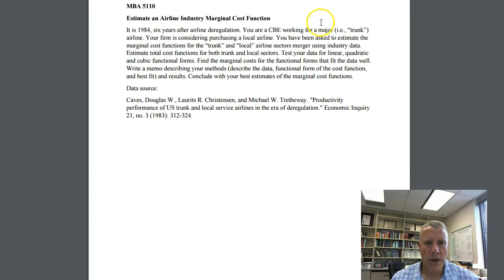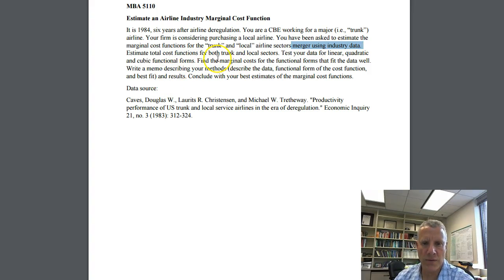So we should estimate an airline industry marginal cost function. Imagine it's 1984, 6 years after airline deregulation. You are a certified business economist working for a major airline. In our data, these are called trunk airlines. Your firm is considering purchasing a local airline. You've been asked to estimate the marginal cost functions for the trunk and local airline sectors, I should say before the merger, using industry data.